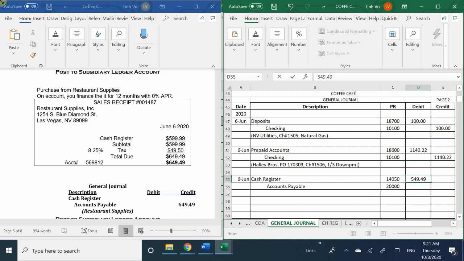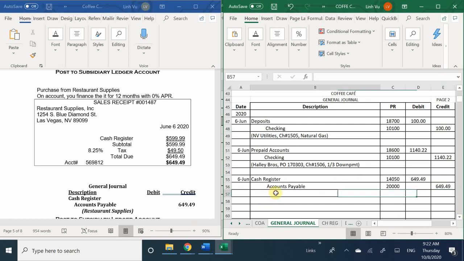Okay. So my total cost of the asset is going to be the 500. Oh, it's supposed to be 600. $649.49. 649.49. Okay.